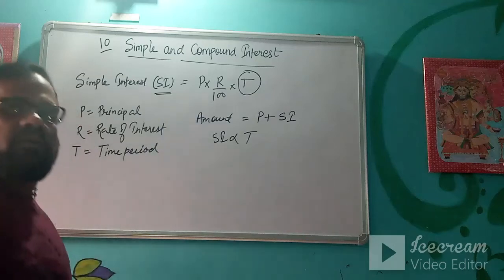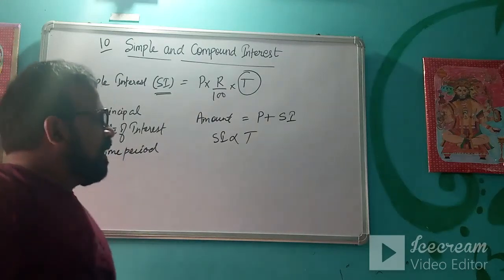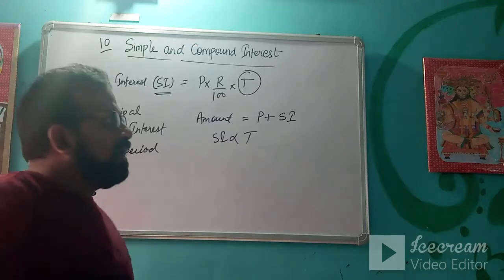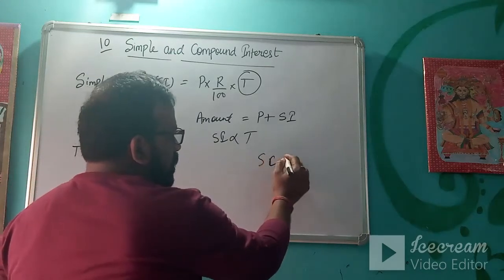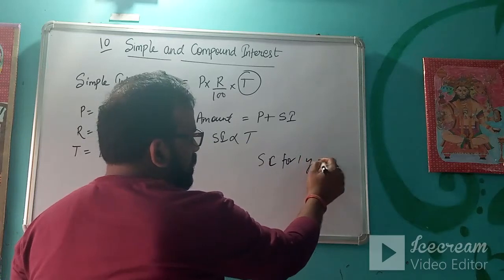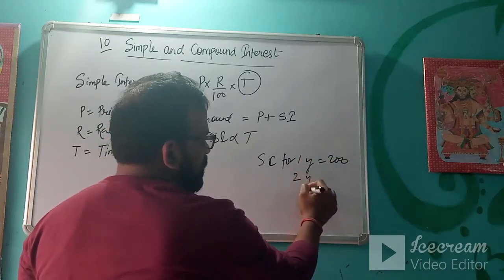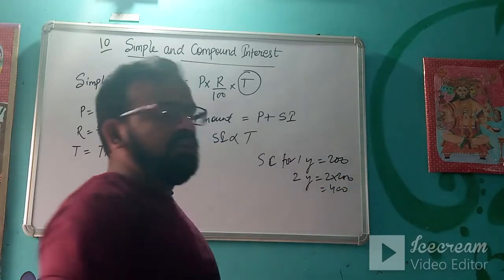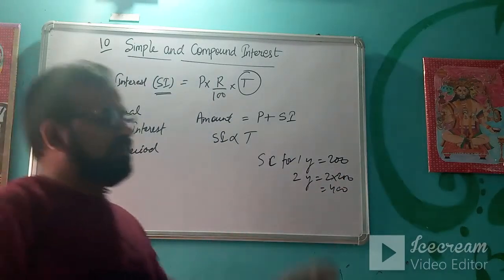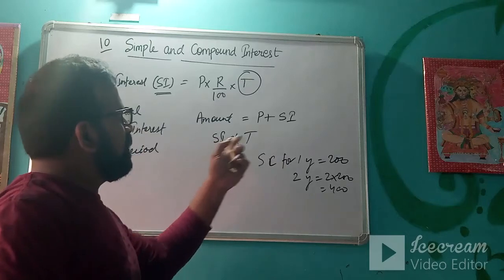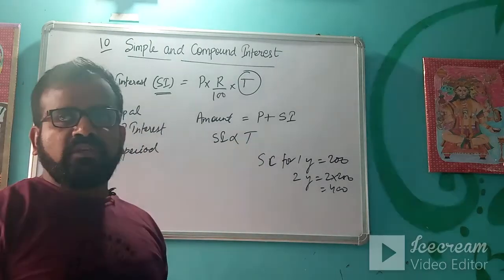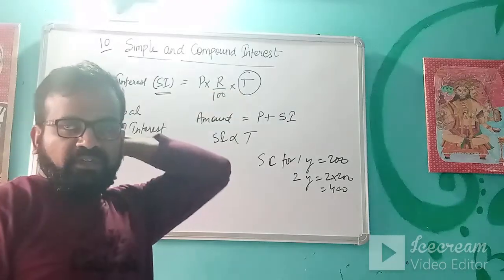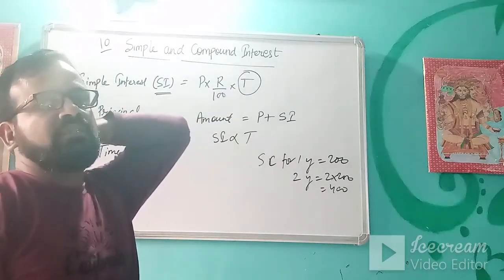So if suppose rate is the same and principal is the same, if simple interest for 1 year is 200, then simple interest for 2 years will be 400. Similarly for 3 years it will be 600, like this. So we can say that simple interest is directly proportional to the time. Simple interest is also directly proportional to the rate. As the rate increases, simple interest also increases.